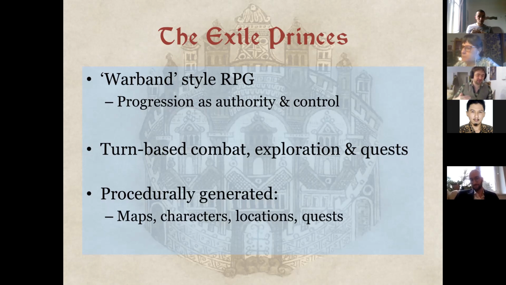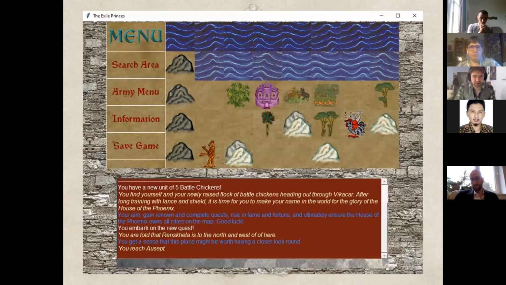In its win conditions, it is one of these fairly zero sum games: you take over the different cities that you find around the map. There are various ways of doing that. It's turn-based, and it is very heavily procedurally generated. So there are maps, characters, locations, and quests that are all produced afresh at the start of every new game you play.